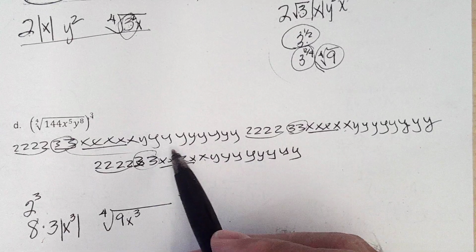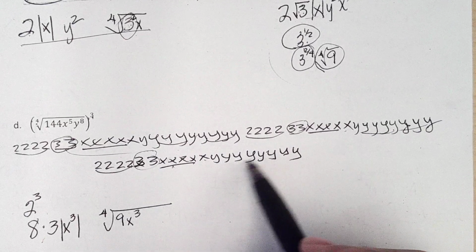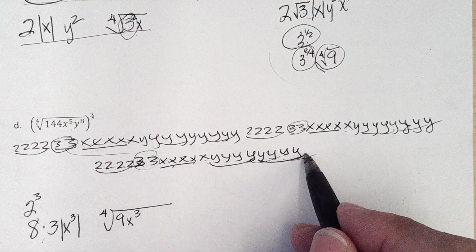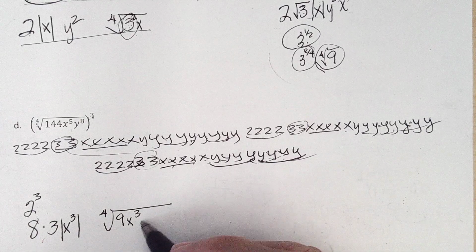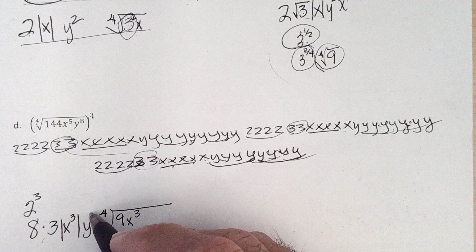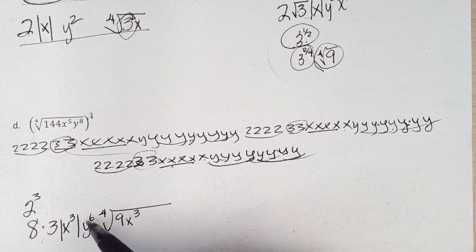And then a group of 4, group of 4, group of 4, group of 4, group of 4, group of 4. So that's 1, 2, 3, 4, 5, 6 groups of 4. And every group of 4 is a y, so it's y to the 6th. And y to the 6th is always positive, so I'm done.